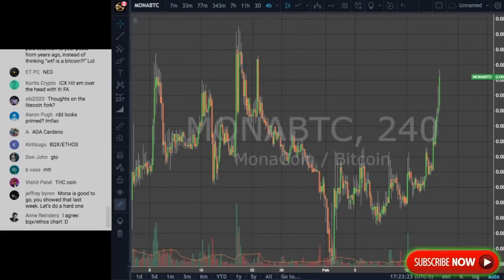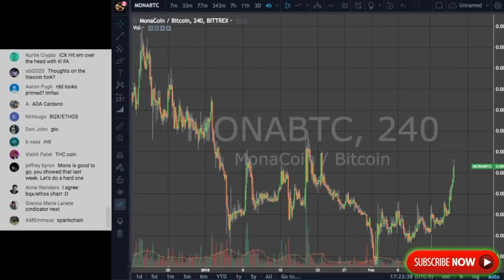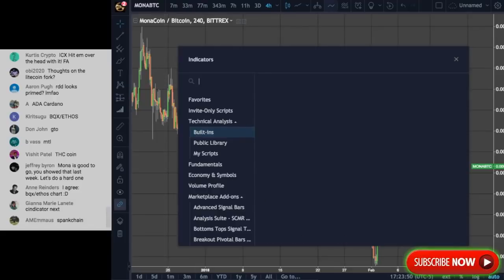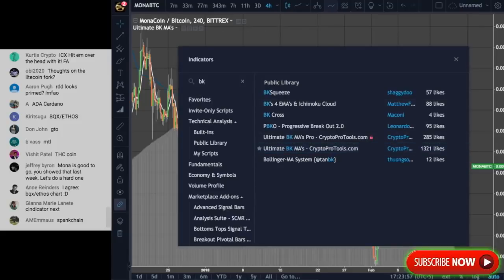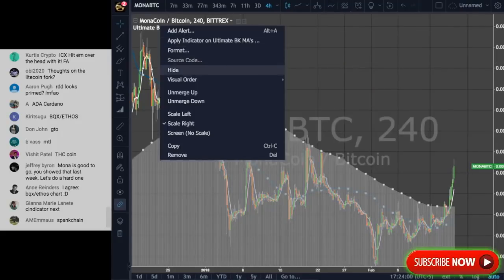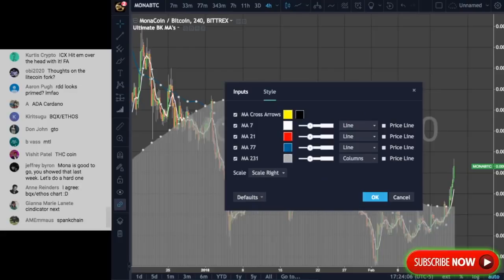Cool. So what I'm going to do is show you guys how to set up the boss method on this chart. You see right now we have one indicator, the volume, right? If we click that, it turns it off. We don't really need that. I don't really use it. Next we go to indicators. BK. BK's Pro Tools, boom, boom. Scale right, good, good, good.